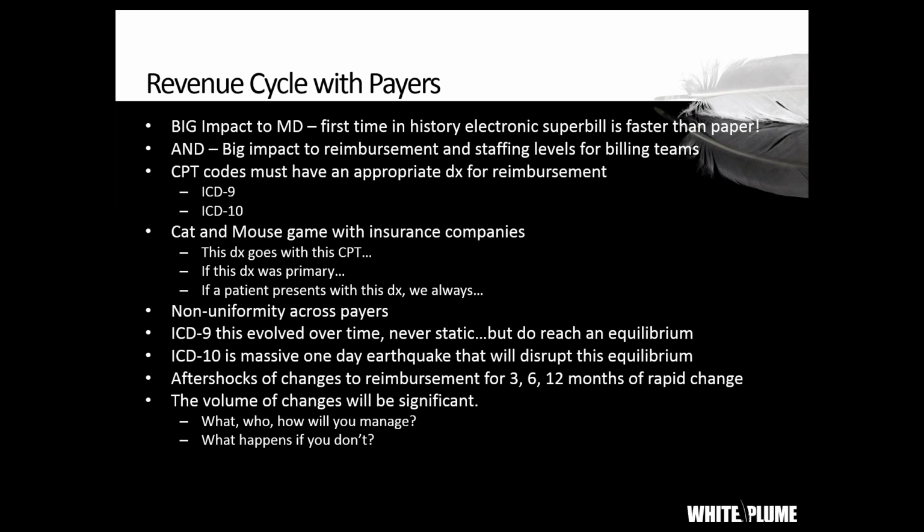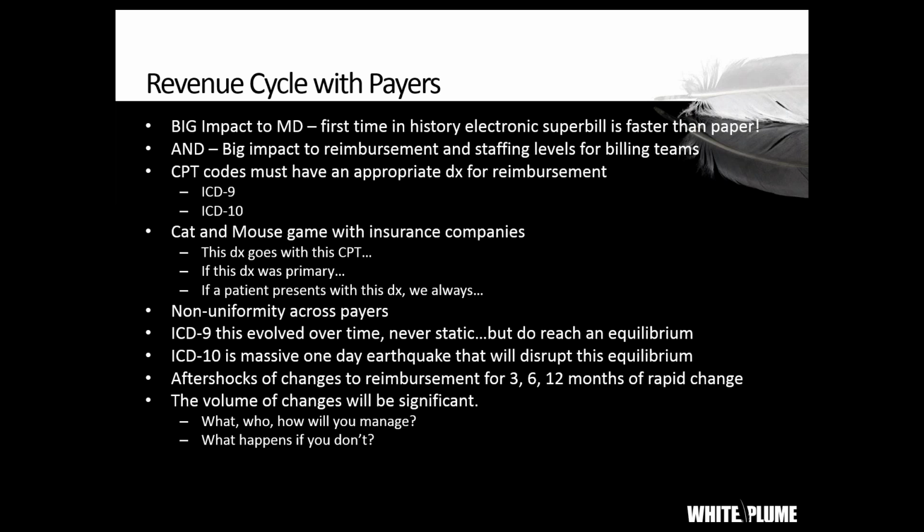For the billing team, for the coding team, ICD-10 is going to be a marathon, not a sprint. And what that means is if you're going to run a marathon in October, you need to start getting in shape for that now. You need to get out ahead of that.